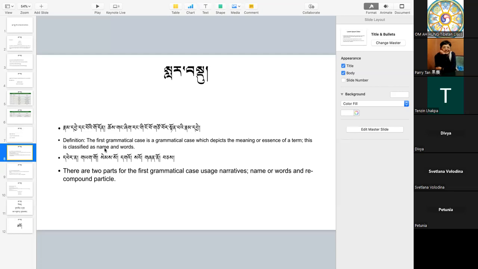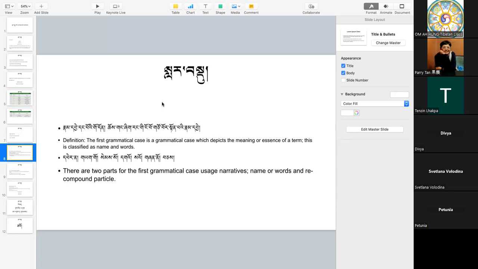The definition says that the first grammatical case is a grammatical case which depicts. Depicts means show. Normally I think that sometimes I'm speaking too fast, so today I will try to slow down a little bit, because I want every one of you to understand this case. To understand, it's not that difficult. It's the very essence of the case which is interesting.